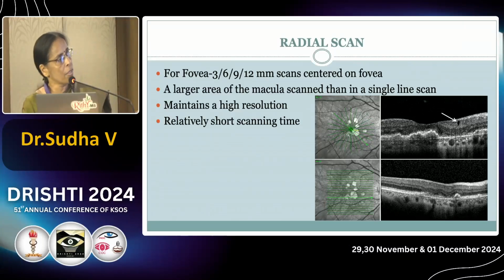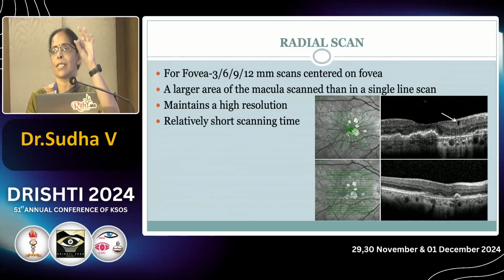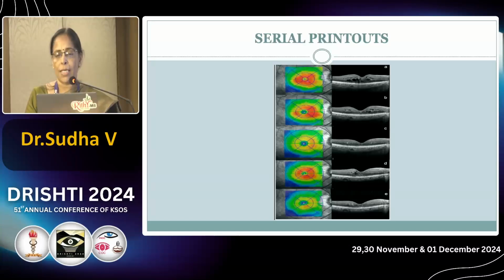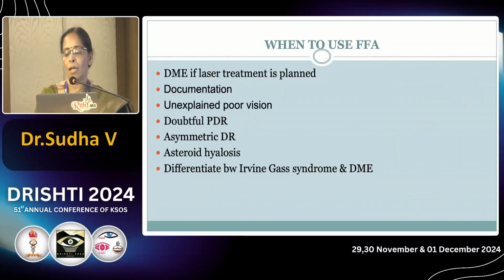If you can see that picture here, the raster scan below has missed that little bit of cyst. But it is seen in the fovea because all directions have been assessed here. Right, so that is the importance. So you can get other things like serial printouts, and that is for OCT.